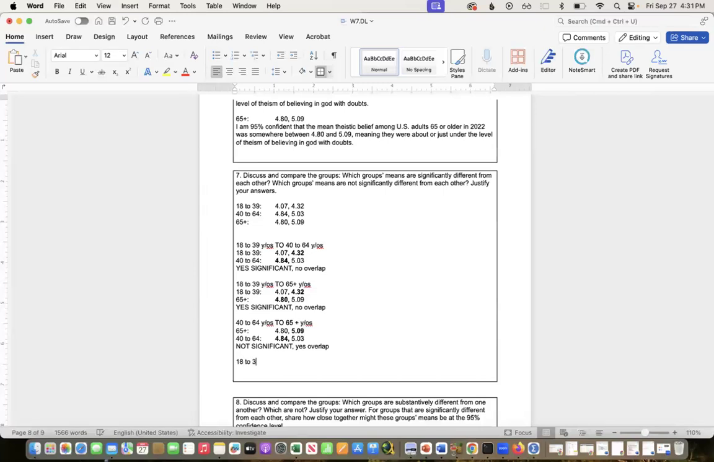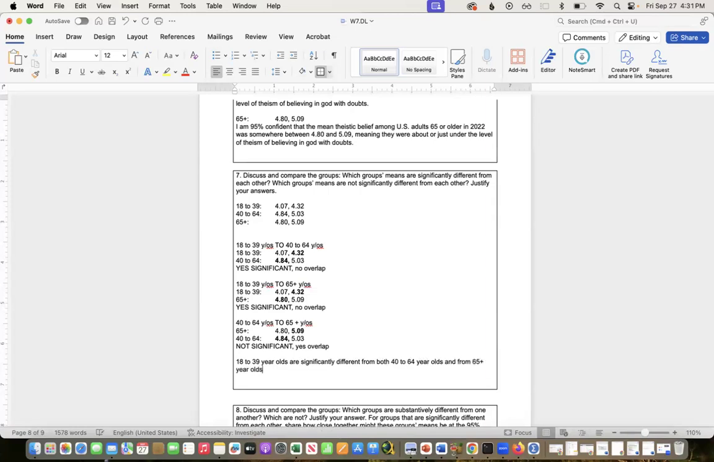So my answer is that 18 to 39-year-olds are significantly different from both 40 to 64-year-olds and from 65-plus-year-olds. 40 to 64-year-olds are not significantly different from 65-plus-year-olds.